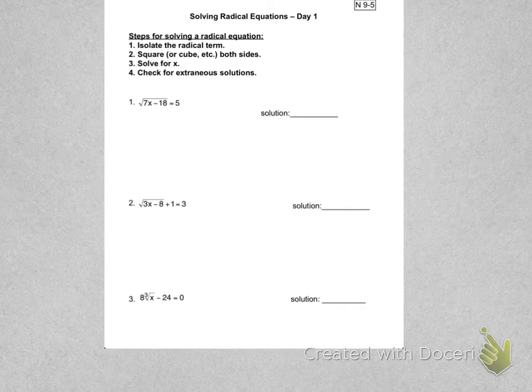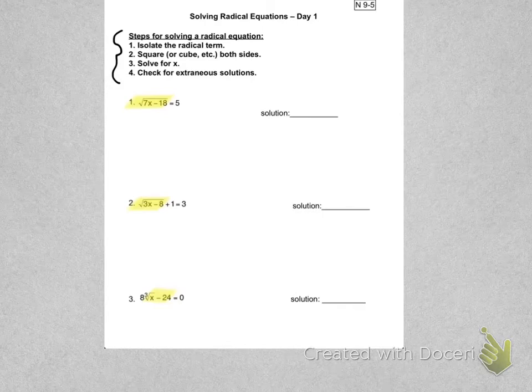Again, steps are listed here just like they were in 9.3. These are the steps. You need to go by those. The first step is to isolate the radical term. Well, what is the radical term? This is the radical term here, not including the 8. So that's the term that we have to get by itself on the left side of the equal sign. That's what it means to isolate the radical term.